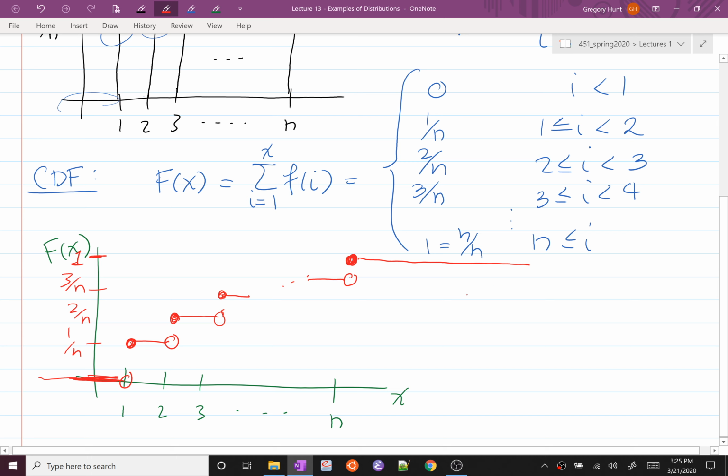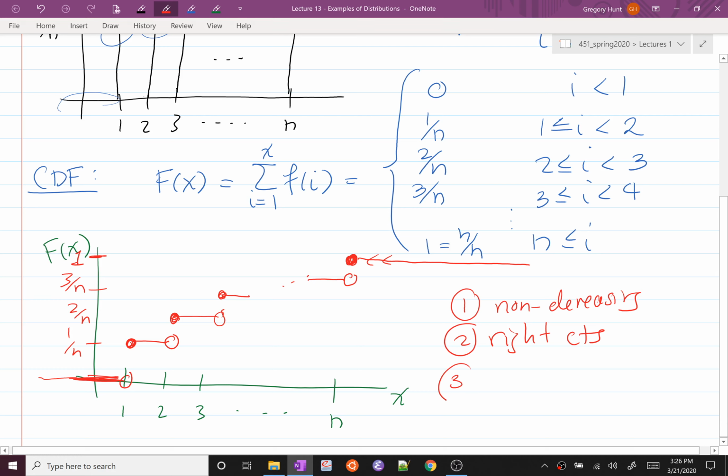So the properties of this function: 1, it's non-decreasing. 2, it's right continuous. And we can see that because if we come from the right-hand side here, say this way, the limit of the function is equal to the value of the function.